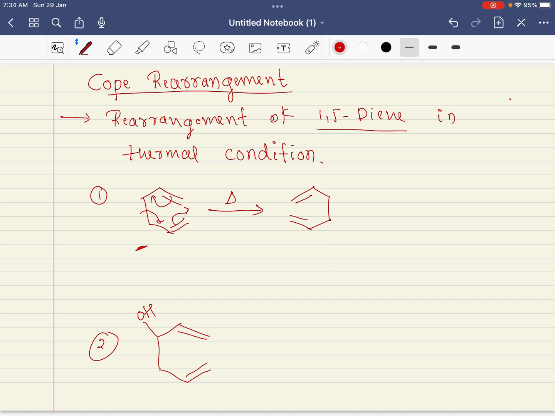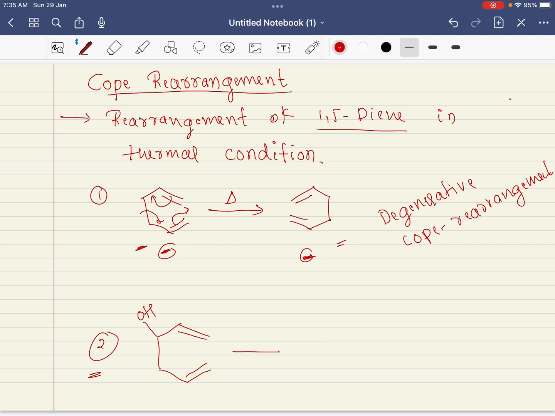We'll get this product here. Remember, when the product and reactant are the same, you please observe very carefully here. The reactant and product are the same here. Only a rearrangement of bonds has happened here. So this kind of Cope rearrangement is called what? Degenerate Cope rearrangement. The reactant and product are both the same here, so because of that, this is called a degenerate Cope rearrangement.